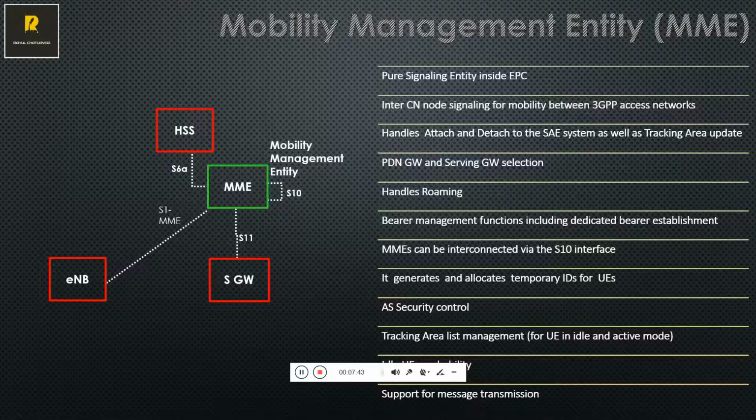It generates and allocates temporary IDs for UE, AS security control, tracking area list management for UE in idle as well as in active mode, and supports message transmission.